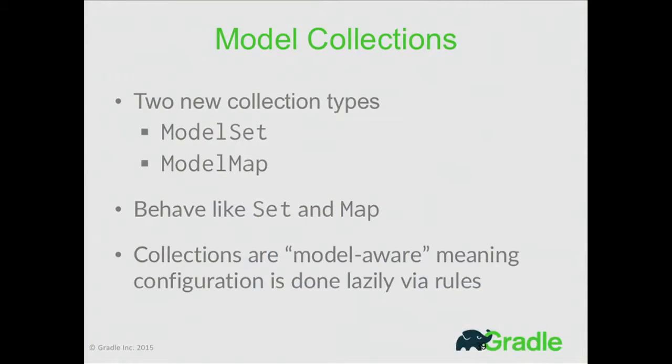So let's keep going. All right. So model collections. The configuration model defines 2 new primary collection types, right? Model set and model map, right? Naming makes some sense here. And effectively, they behave just like sets and maps, right? With maps, they have items that have unique keys or names.